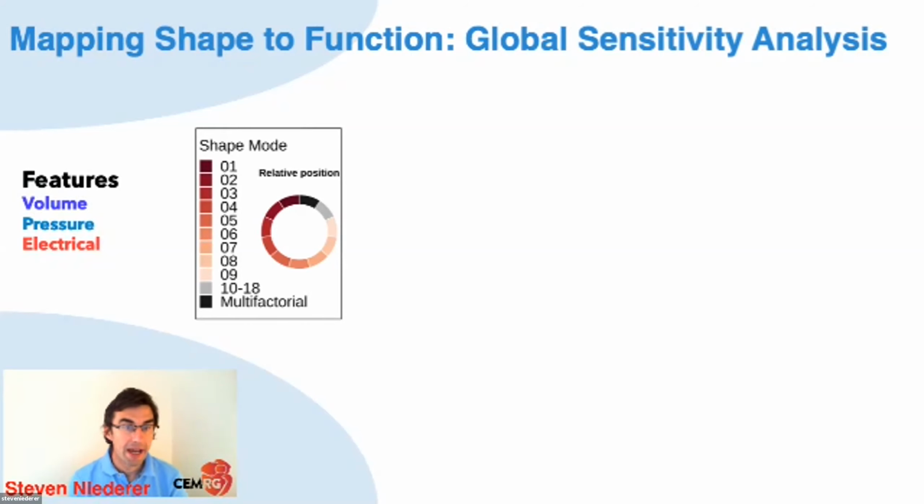We can then look at how we present these results. We have a donut shape here, and each of the modes 1 to 9 is represented by each of these segments and by their color, and this represents the fraction of the variance in that phenotype which is explained by that particular mode. And then we've lumped all modes 10 to 18 into one gray region, because we assume they don't have a massive impact. And then we have multifactorial modes. This is where both mode 1 and 2 have a synergistic effect on a particular outcome.